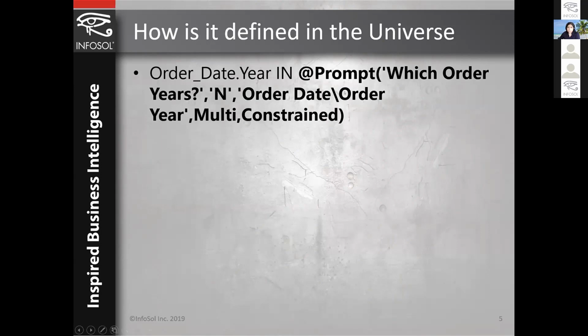Then the next one is order date dot order year, which means that particular object will be used to list the values. The list of values from which a user will choose will come from this particular object. Then multi, which means I'll be allowed to choose more than one value. And then constraint, which means I can choose only from that list.